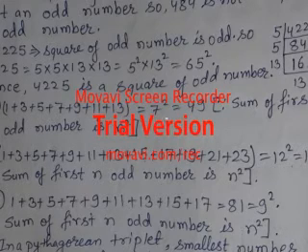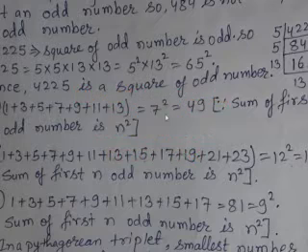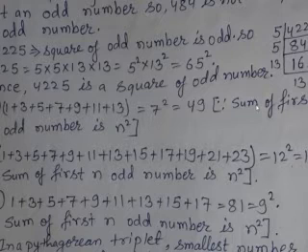So it will become 7 square, meaning the number of odd numbers. While counting we got 7. So 7 square, and 7 square is equal to 49. Here also I had written, in every question you have to write the reason: since the sum of the first n odd numbers is n square.